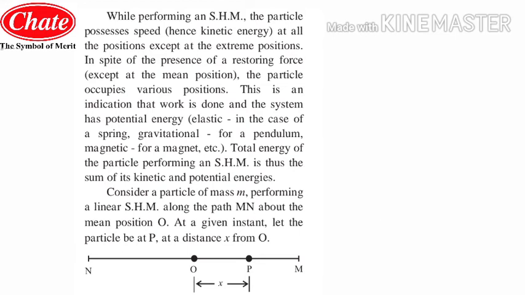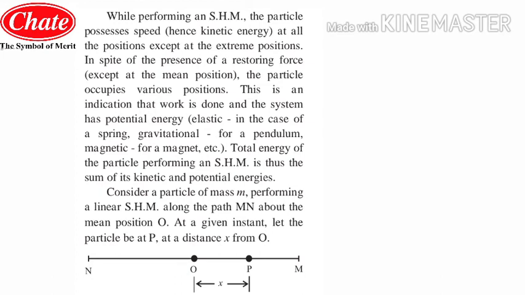So the total sum will be the energy which the particle possesses to move from one position to another position. Now students, we have to make some considerations and use a diagram for this demonstration. Consider a particle of mass m performing a linear SHM along the path MN. You can see in the diagram, we consider the particle P having the mass m, performing linear SHM along the path MN about the mean position O.